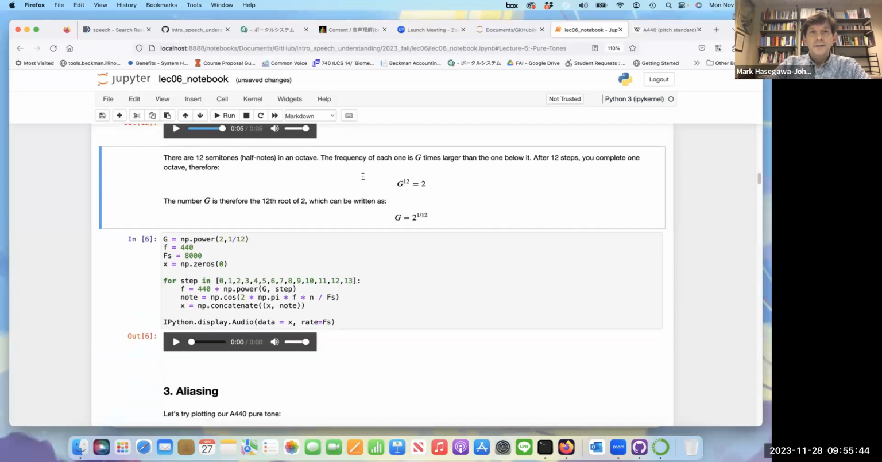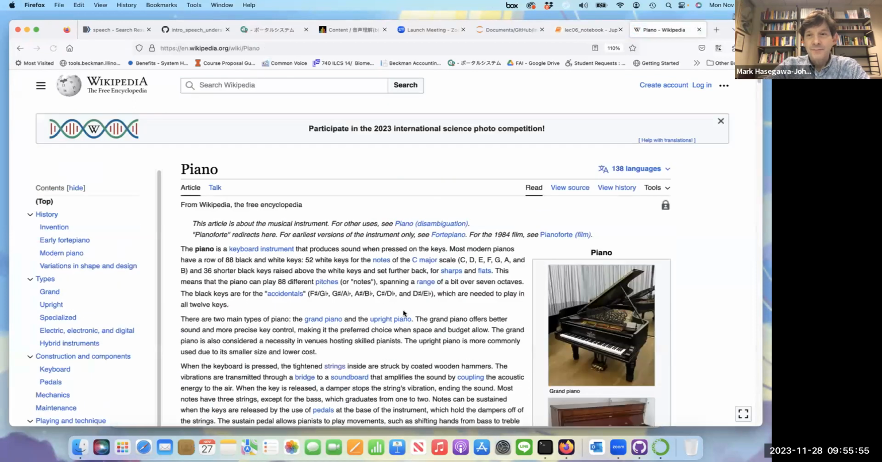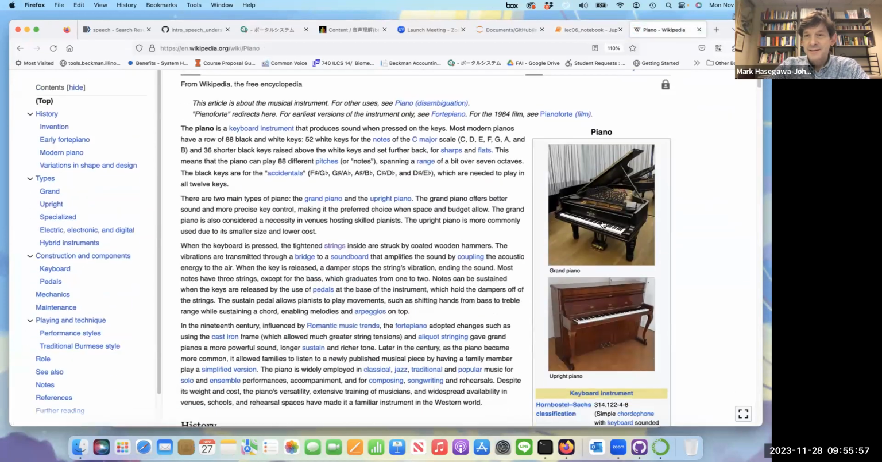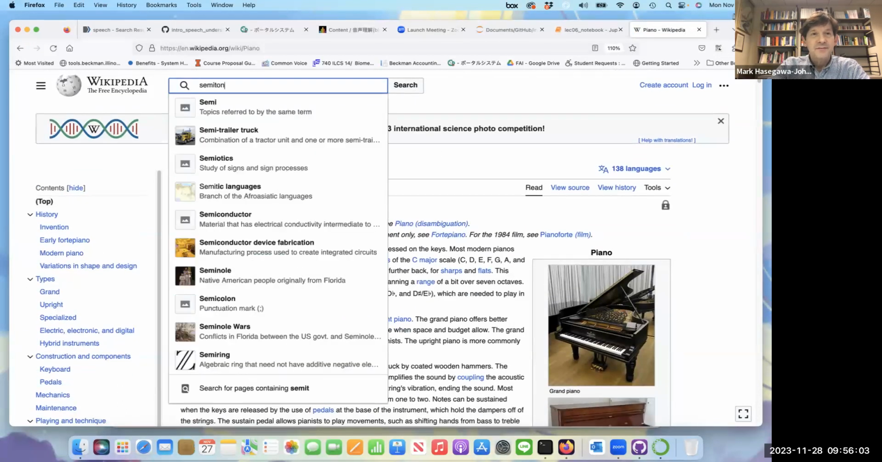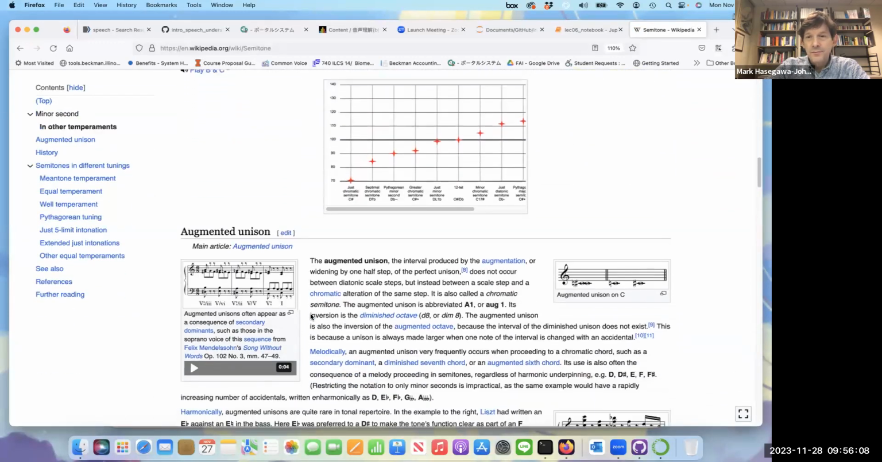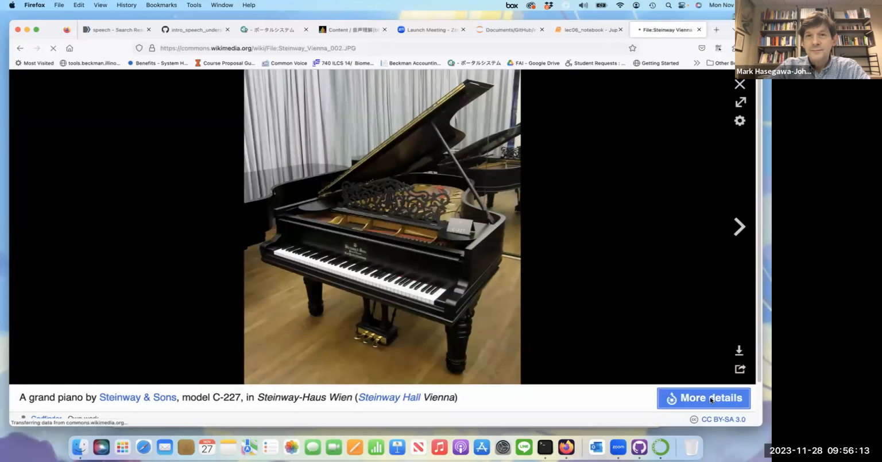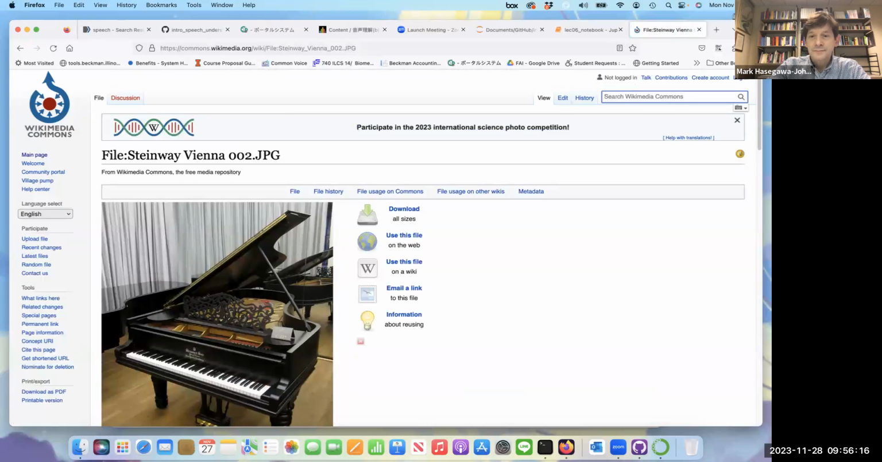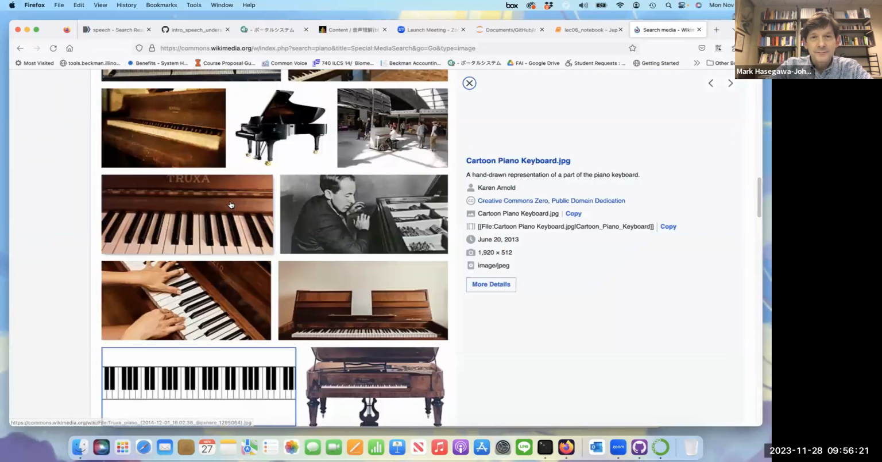So finally, now that we know that each octave is a factor of 2 in frequency, let's find an article on a piano. On a piano, we have keys, right? You have these white keys and black keys. Let me see if there's something about semitone. No, that's not useful. Here we go.